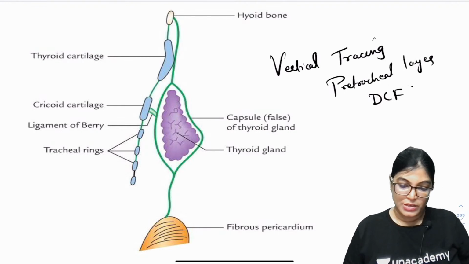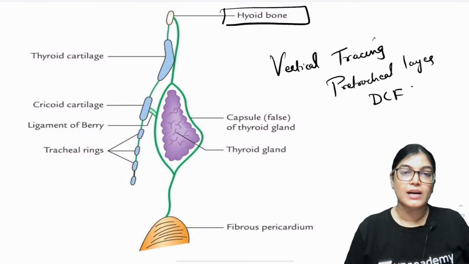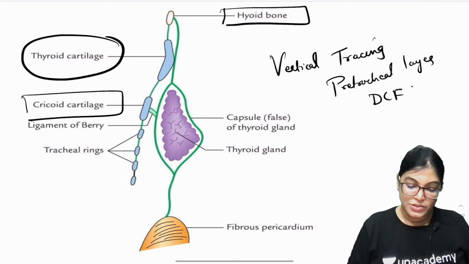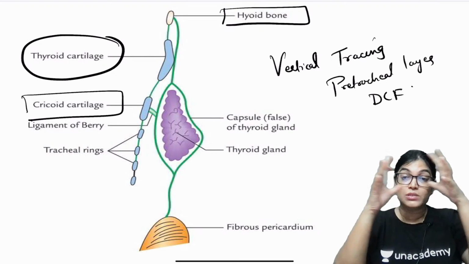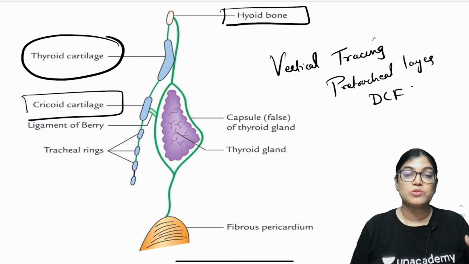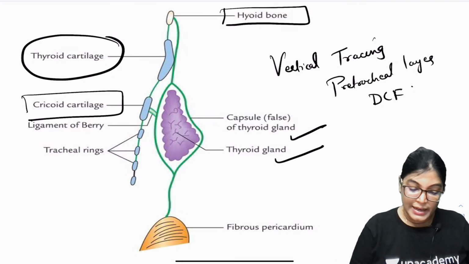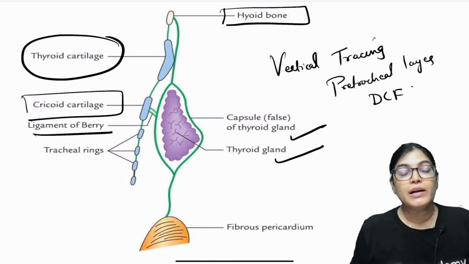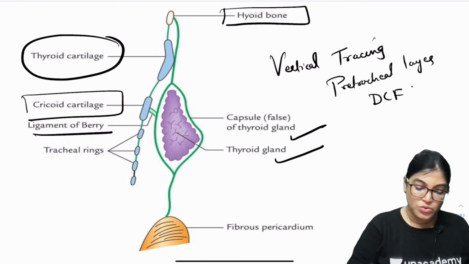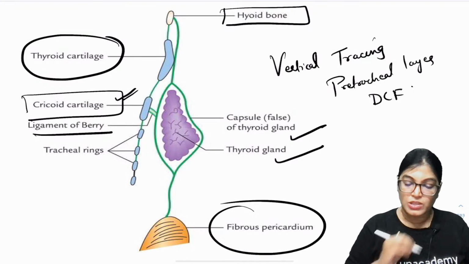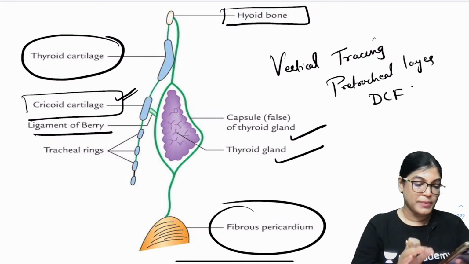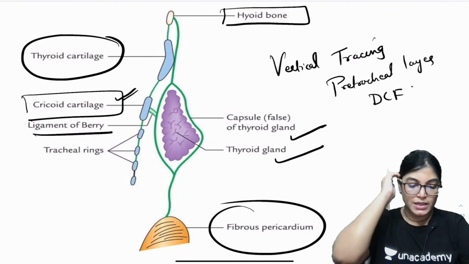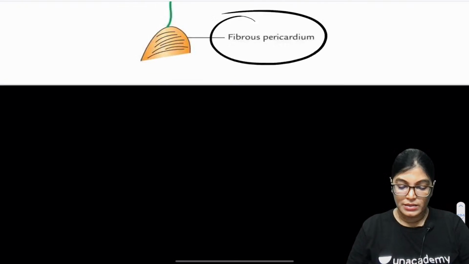So, from the hyoid bone it is arising, then lower down it encloses thyroid and the cricoid cartilage. Thereafter, it splits and encloses. It forms a capsule, fibrous capsule or false capsule for thyroid gland. Ligament of Berry can be clearly seen in this diagram, which is extending from the capsule of thyroid gland and attaches to the cricoid cartilage, and lower down it is merging with the fibrous pericardium. Is it okay everyone? Are you understanding? Okay.